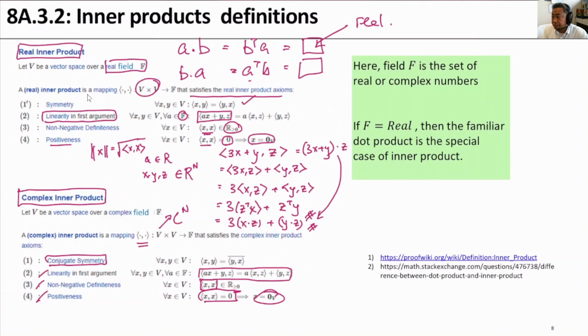You can take a look at Wikipedia as well as this Stack Exchange, which discusses the difference between the dot product and the inner product.